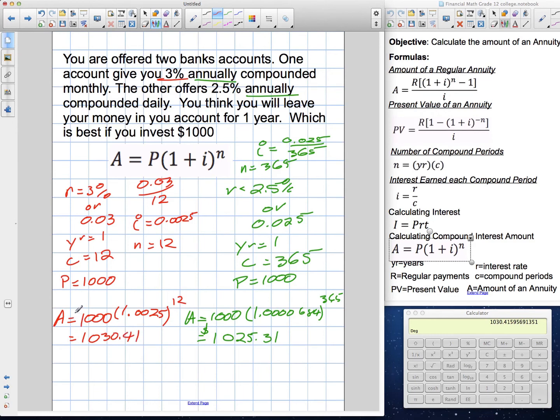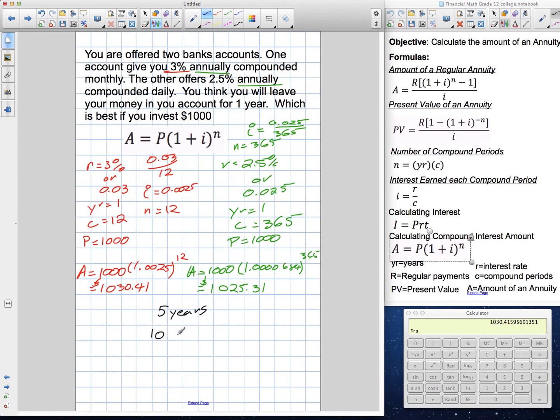$5 is still $5. Now, what I want you to do is change the timeline. What if this is over the course of 5 years? Let's see, 10 years and 50 years. They're not really big changes. We have a lot of the numbers already.